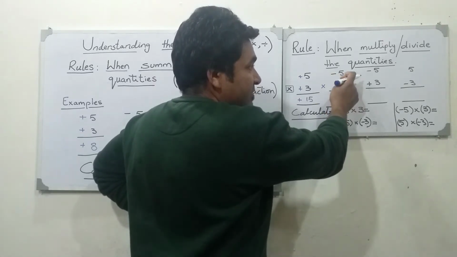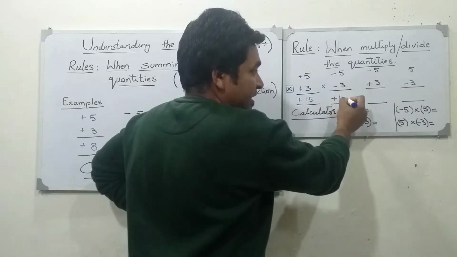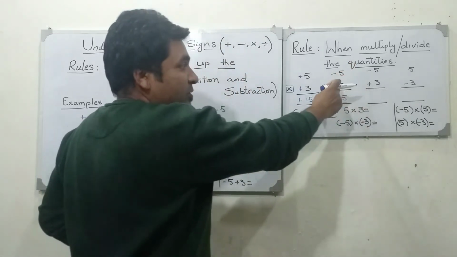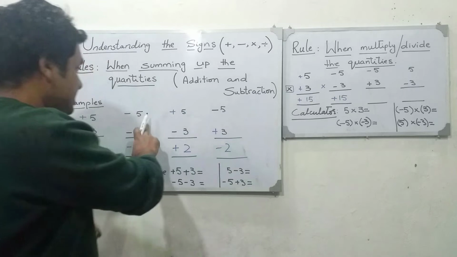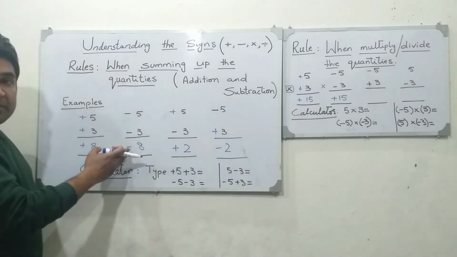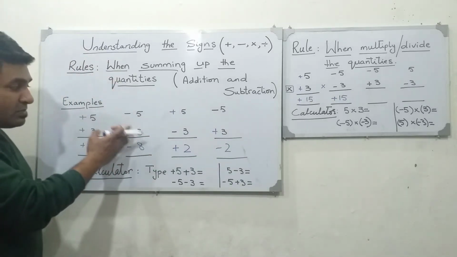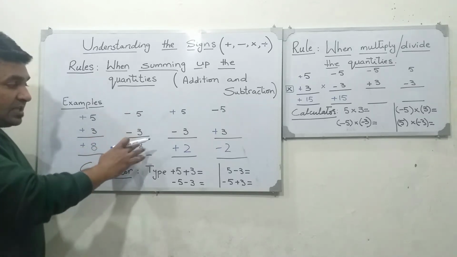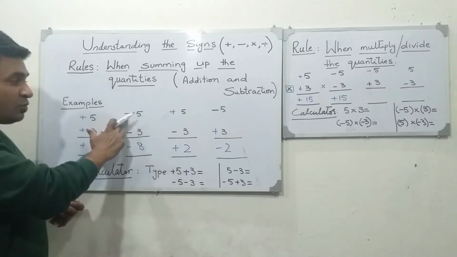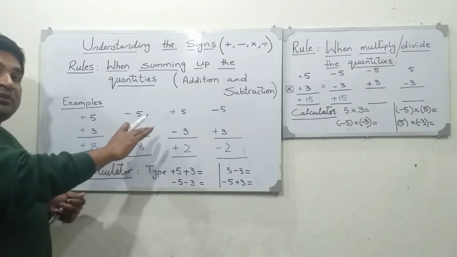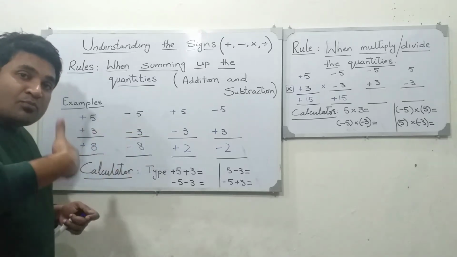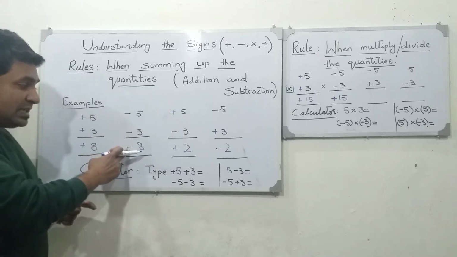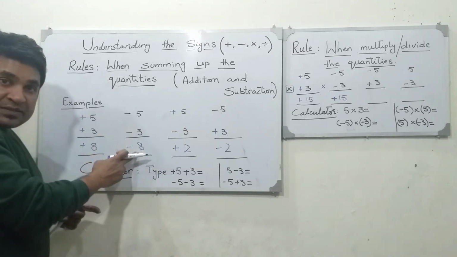and 5 threes are 15. Now again I wish you to compare this with this. Here we are summing up. Here we are not multiplying. So the answer, due to these negative signs, further decreases, because it was -5 and we have -3 more. That's why it has decreased to -8.